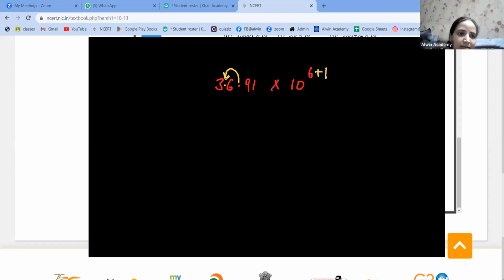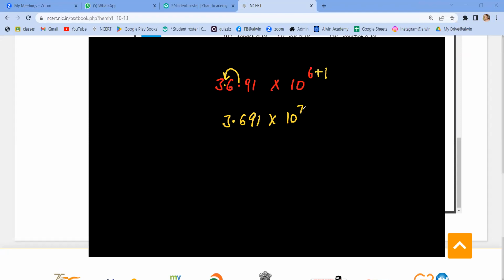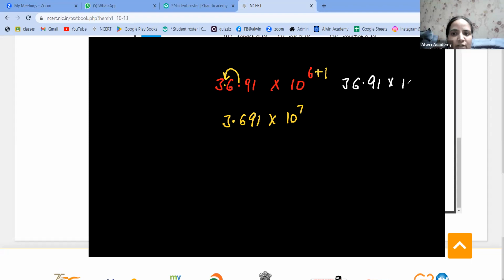One step back, right? So this positive power will be increased by 1. What will be the answer now? This will be 3.691 into 10 to the power 7. And why is this happening? Let me explain. Because this is 36.91 into 10 to the power 6.